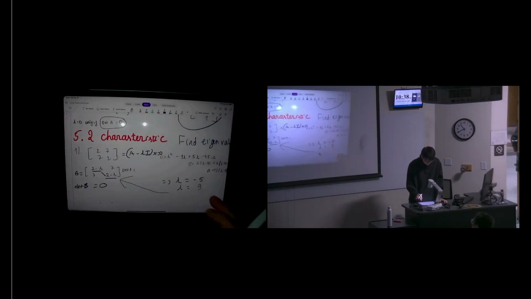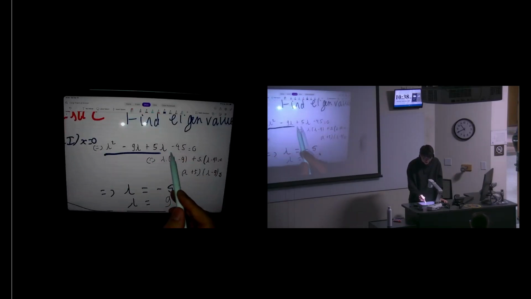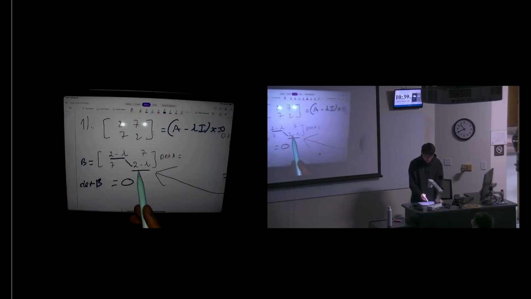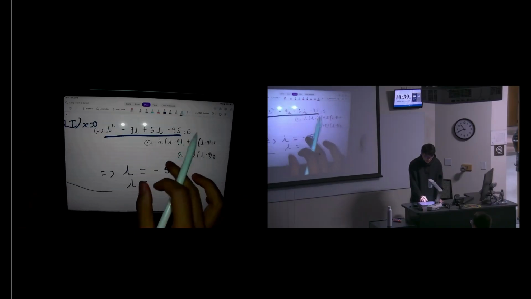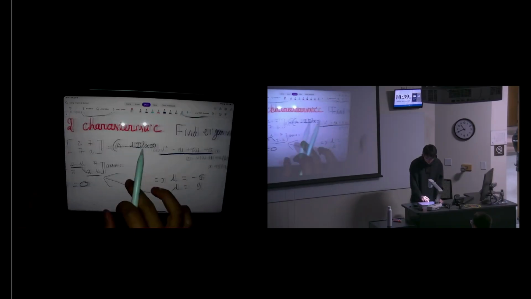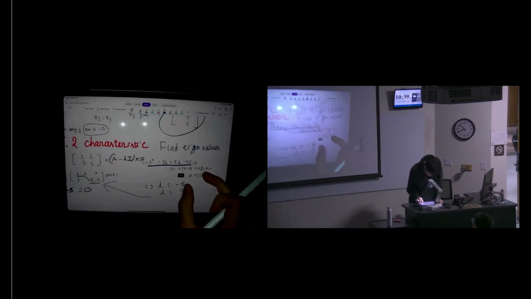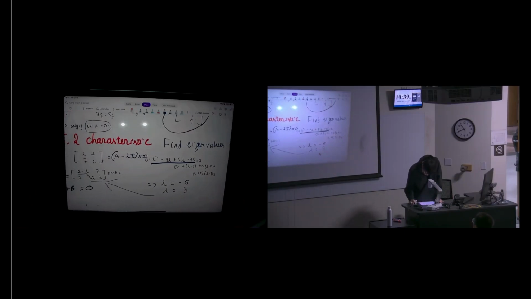So make sure to know how to do basic math, because that will be on the quiz. From here, if I do 2 minus lambda multiplied by 2 minus lambda and then minus 49, yeah, I would get this. Why did I write 45 here?